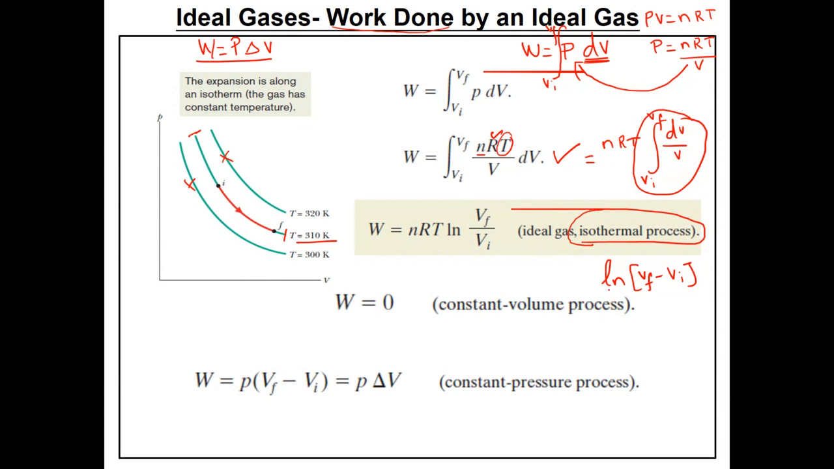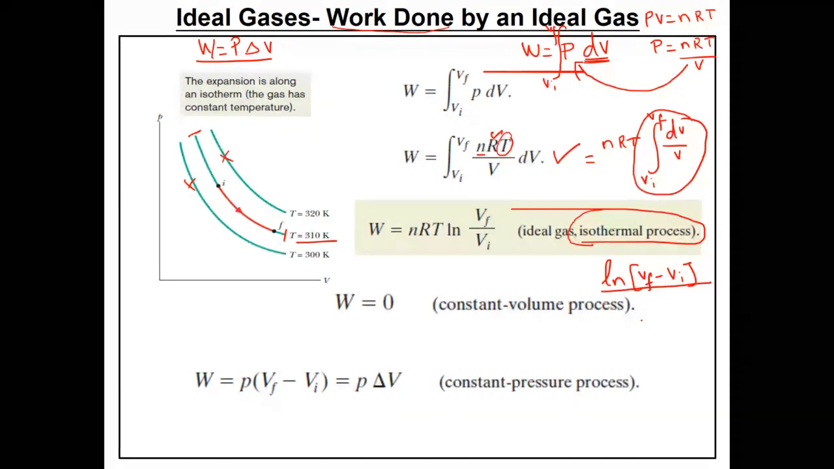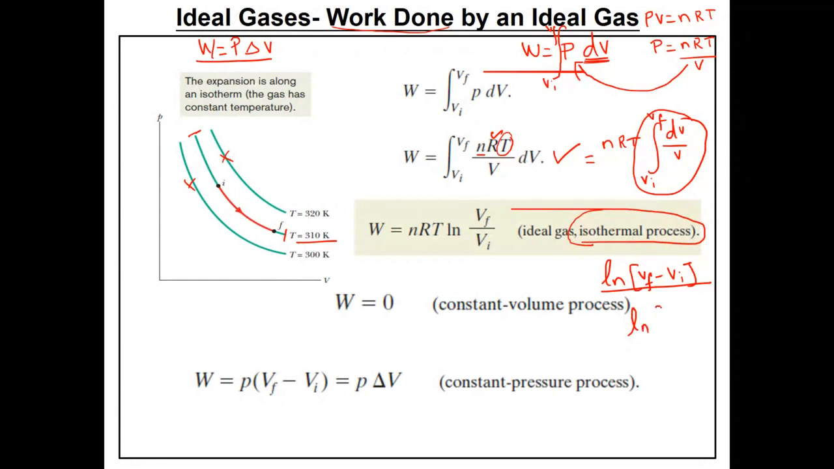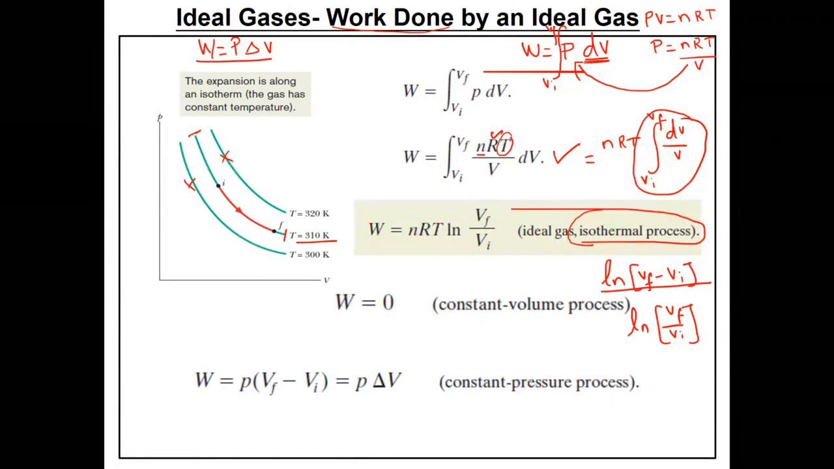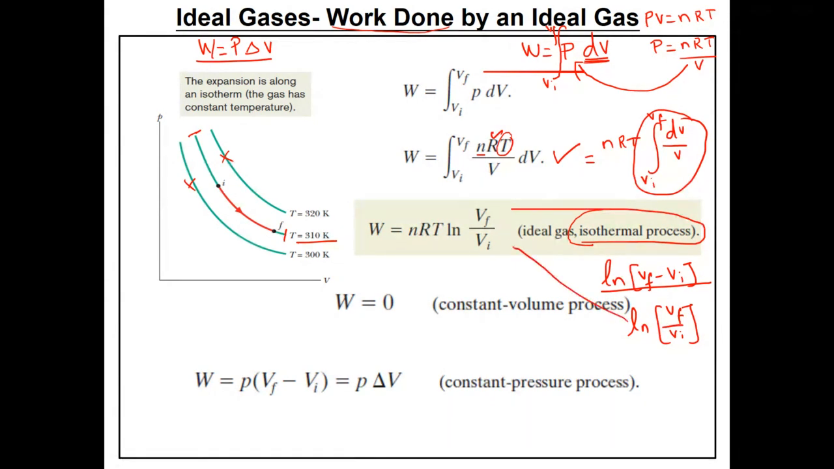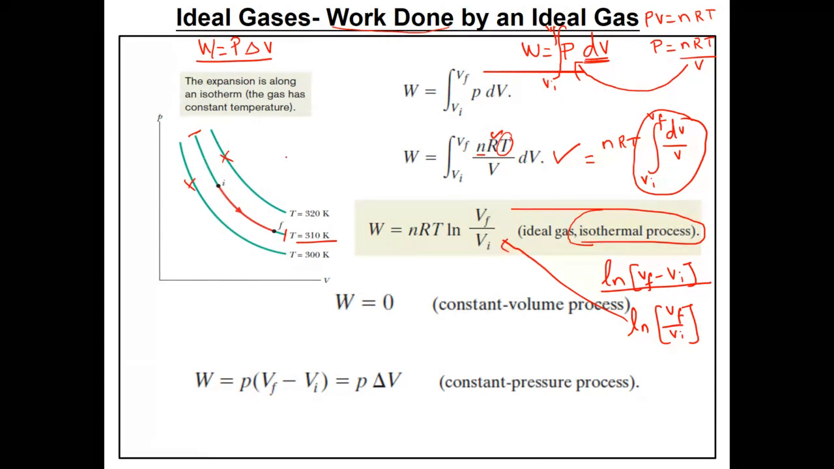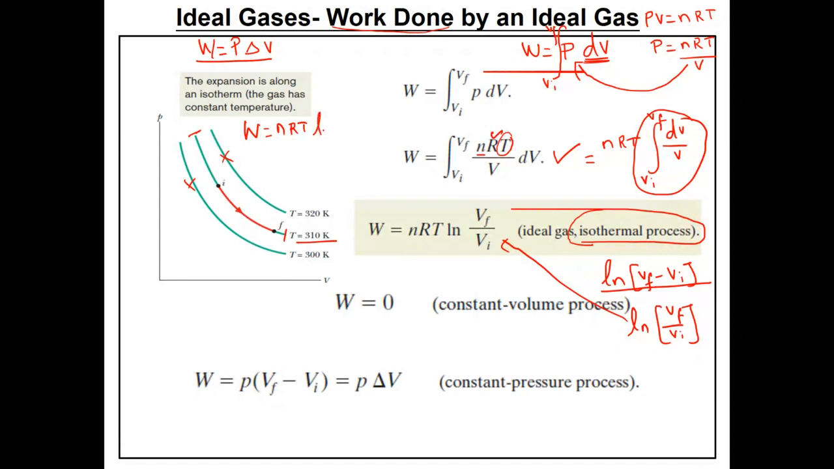Am I right or not? So using the logarithmic rule, how can you write it? You can write it as V final divided by V initial. Yes, you're right. So I can substitute here. Finally, my answer is work done equals nRT natural log of V final over V initial. I got it. Am I right?